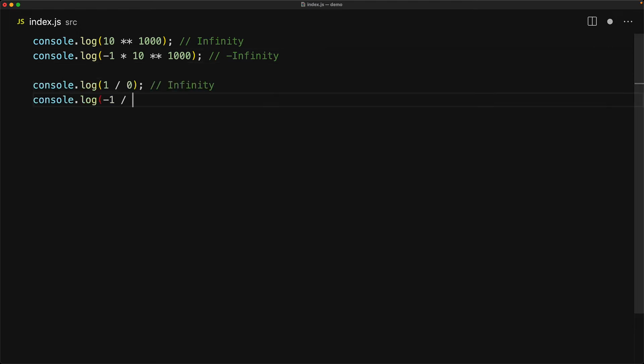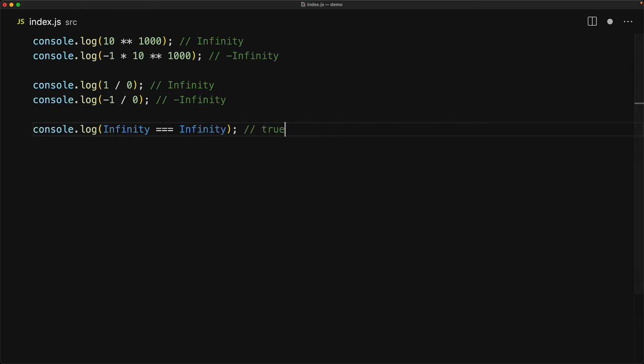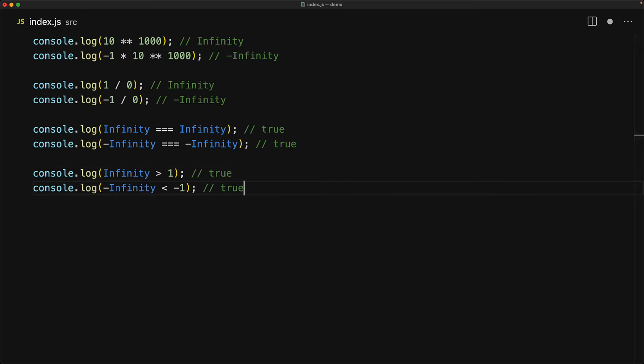Dividing a positive number by 0 will give you infinity, and dividing a negative number by 0 will give you negative infinity. Now, as I mentioned, these are well-defined literals, so you can actually type it in yourself as well, and it is equal to itself. So infinity is equal to infinity, minus infinity is equal to minus infinity, and they work with comparison operators as well. So infinity is greater than any other positive number that you can think of, and minus infinity is smaller than any other negative number that you can think of.